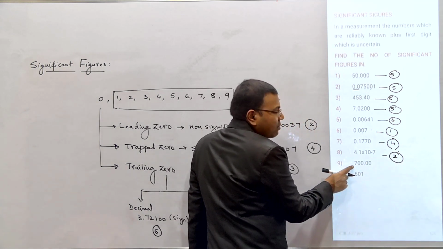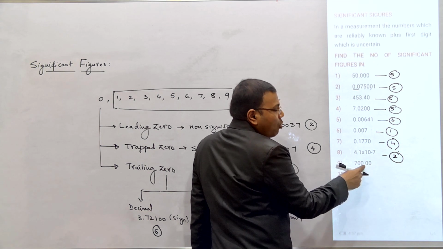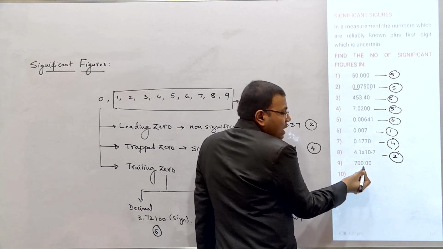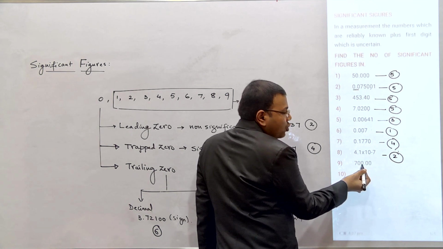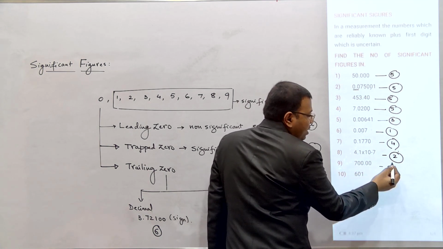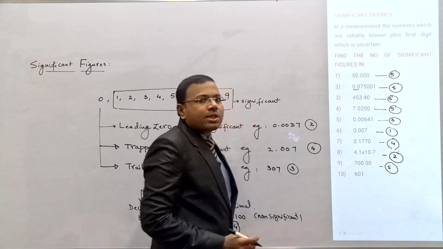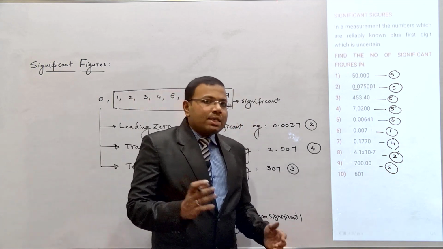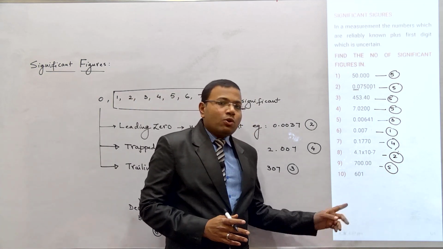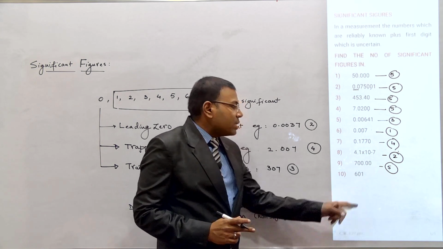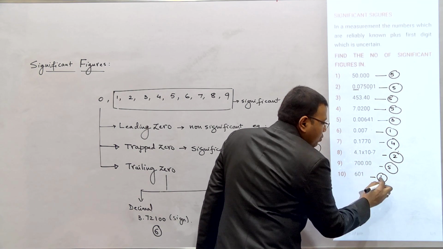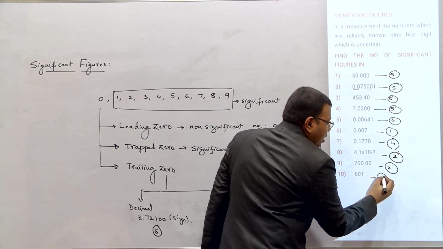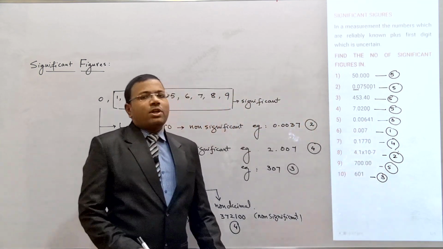Now come to this number 700.00. This is a number with a decimal. So all these zeros must be counted. So 1, 2, 3, 4, 5. 5 significant figures. And the last one, that is 601. 6 and 1, they are significant. We need not think for that. But the 0 is also significant because it is a trapped one. So how many significant figures? 1, 2, 3. 3 significant figures are there.